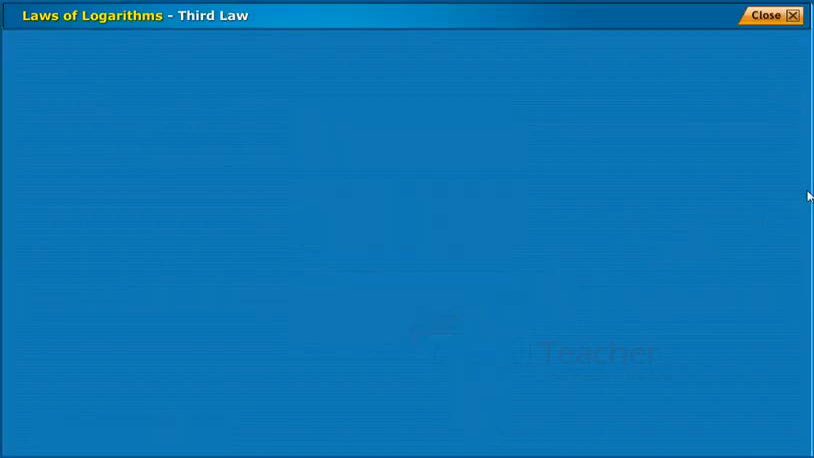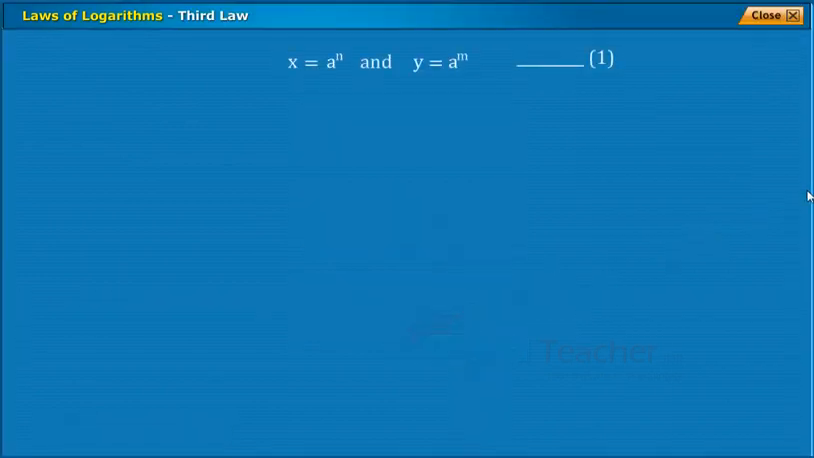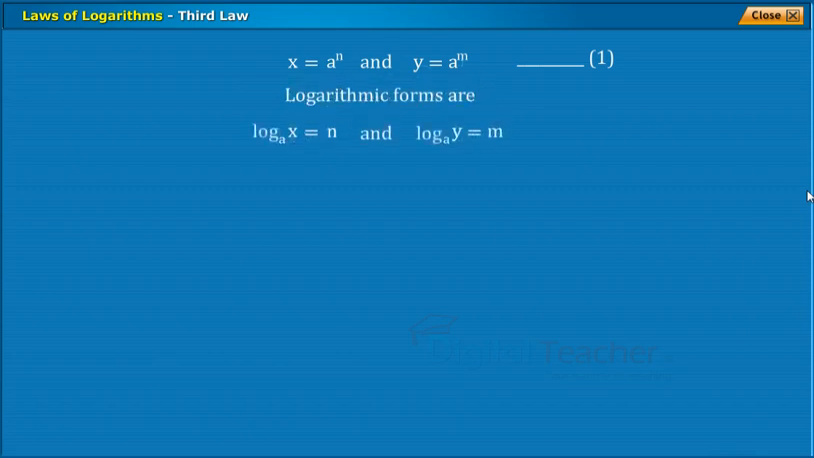Third law. Consider x is equal to a power n and y is equal to a power m as equation 1. Their equivalent logarithmic forms are log x to the base a is equal to n and log y to the base a is equal to m as equation 2. Now divide x with y. The obtained expression is shown on the screen.